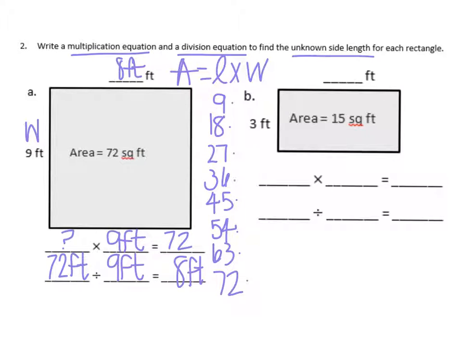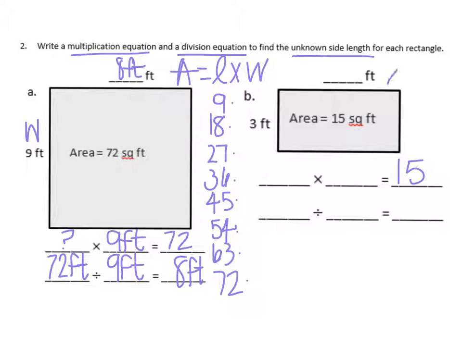Let's take a look at letter B. I have the area of 15 square feet. So where would that go on my multiplication sentence? Since what I'm looking for is area, it is going to go at the end of the equation after the equal sign. Next, I know that there is 3 feet. Is that the length or is that the width? Where was that going to go on my multiplication equation?